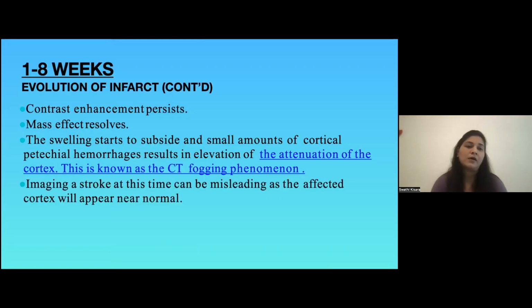And in this slide, let's talk about the evolution of infarct from 1 to 8 weeks. During this stage, the infarct shows contrast enhancement. It still persists in this time frame also, and the mass effect resolves. The swelling also starts to subside, and small amounts of cortical petechial hemorrhages result in elevation of the attenuation of the cortex. This is known as the CT fogging phenomenon. So imaging of a stroke at this point can be very misleading, as the affected cortex will appear near normal.